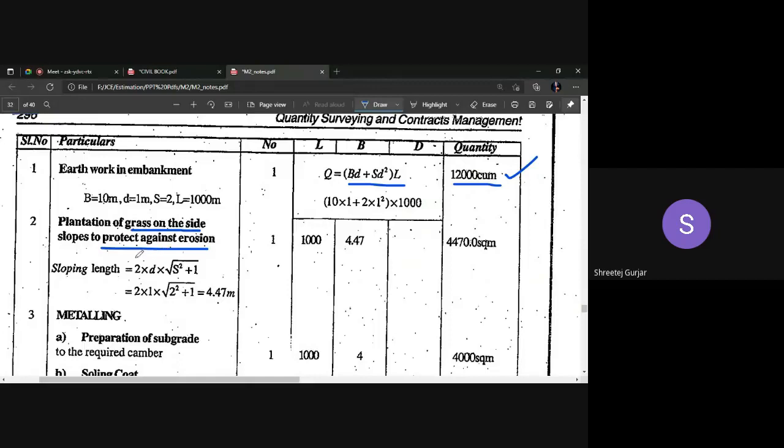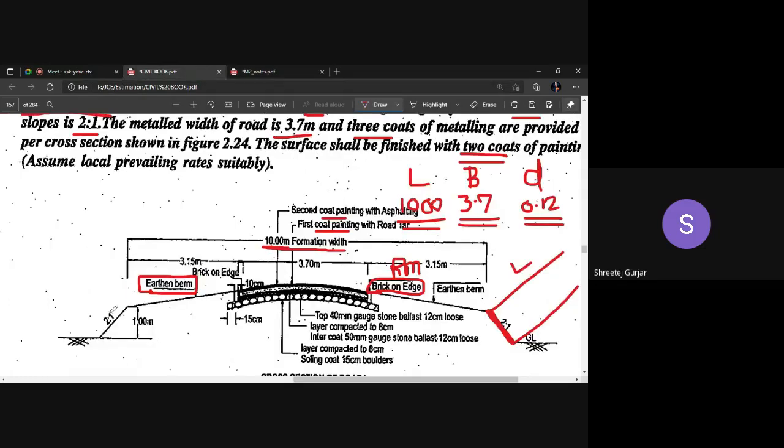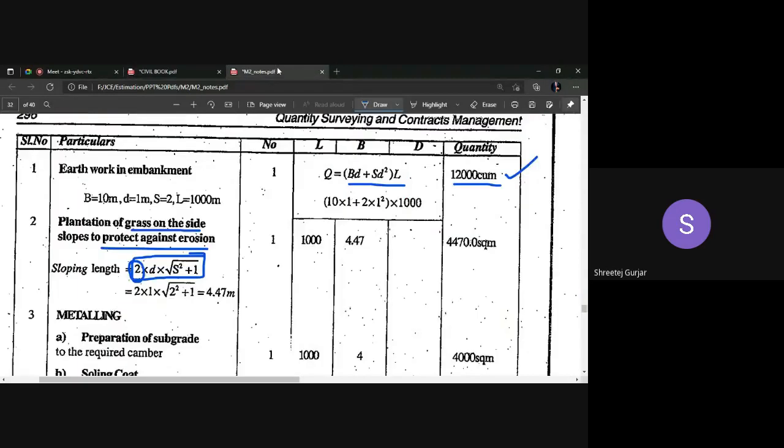We will use this formula, that is 2 into D into square root of s square plus 1. Why is this 2 multiplied over here? Because we have two side slopes, right? One over here, side slope 1 and 2. So two side slopes, so 2 into d into square root of s square plus 1.